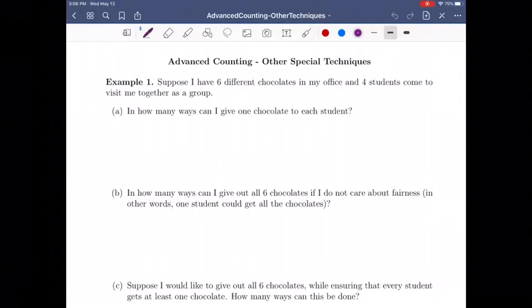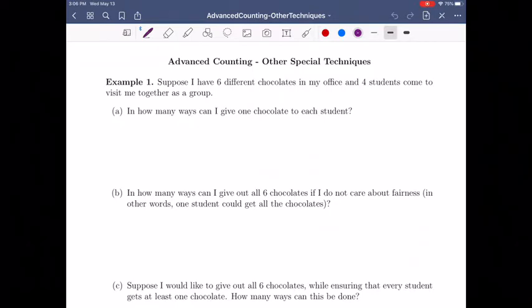In this video, we're going to do some extra advanced counting examples. Here we're going to illustrate some other special techniques that we use sometimes for some of the more challenging problems. But not all of these problems are going to need extra techniques.